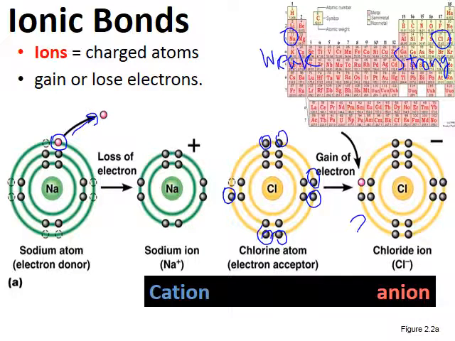Now it has 8 valence electrons, and it's happy, it's satisfied the octet rule. But it has 1 more electron than protons, so that's why it's got a negative charge. And it's an ion. We call that type of ion that's negatively charged an anion.